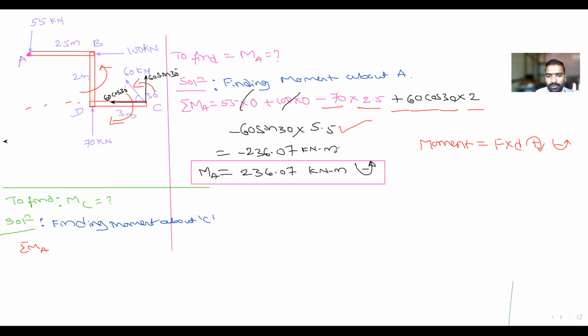When you solve this, you will get the answer minus 236.07 kilonewton meter. Minus means it is in the anti-clockwise direction. Everyone clear? Yes, sir. Now Tatmesh, you have to tell me the next one. Okay, so what is next?